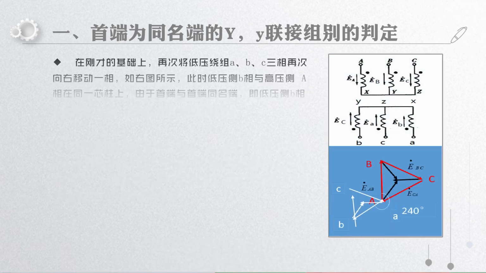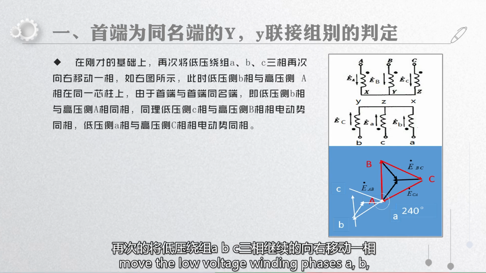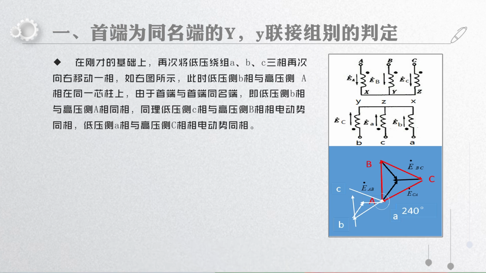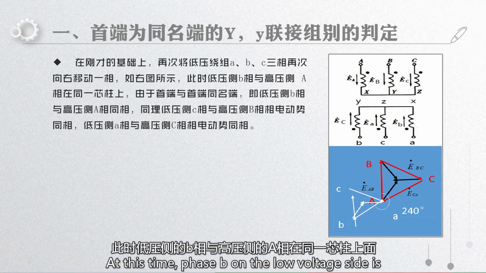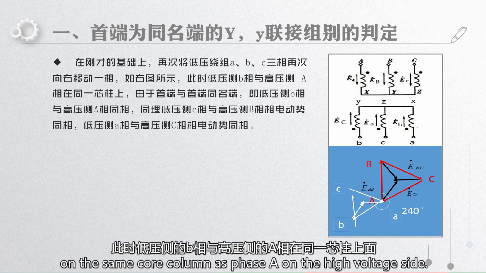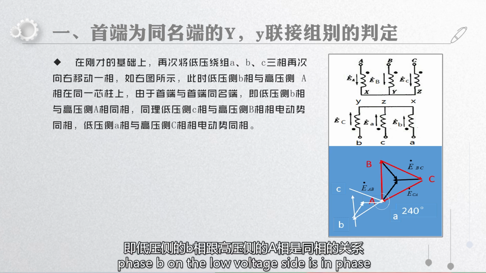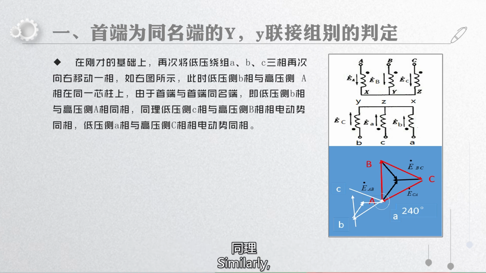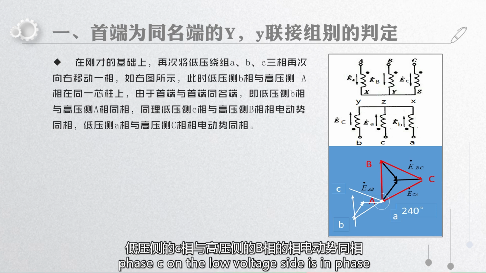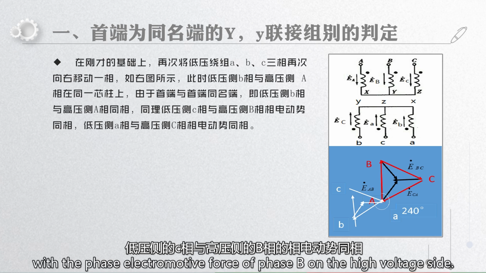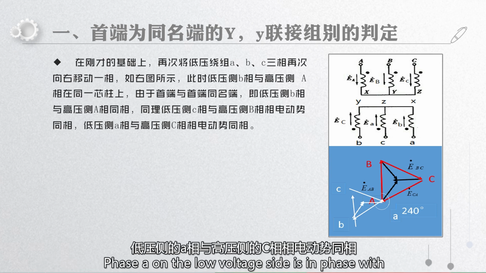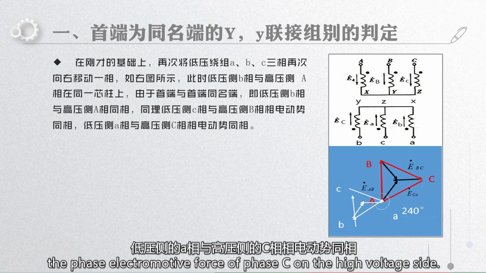Based on the previous case, move the low voltage winding phases A, B, and C each one more position to the right, as shown in the right wiring diagram. At this time, phase B on the low voltage side is on the same chord column as phase A on the high voltage side. Since the starting terminals are like terminals, phase B on the low voltage side is in phase with phase A on the high voltage side. Similarly, phase C on the low voltage side is in phase with the phase electromotive force of phase B on the high voltage side. Phase A on the low voltage side is in phase with the phase electromotive force of phase C on the high voltage side.